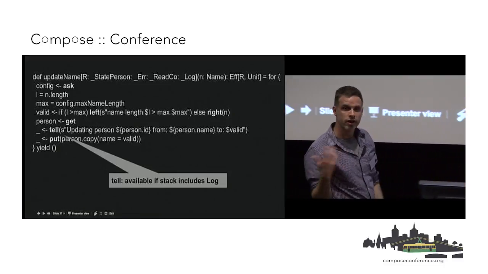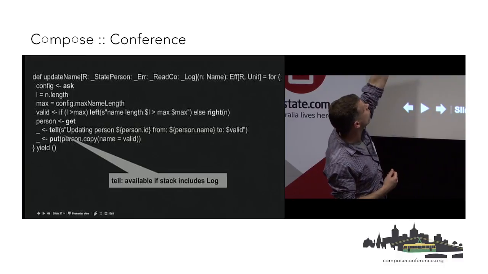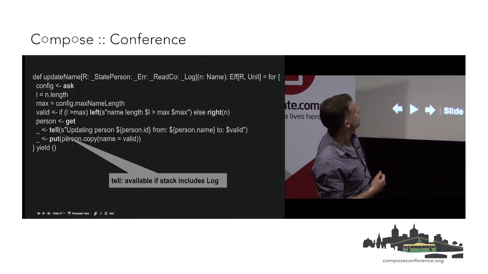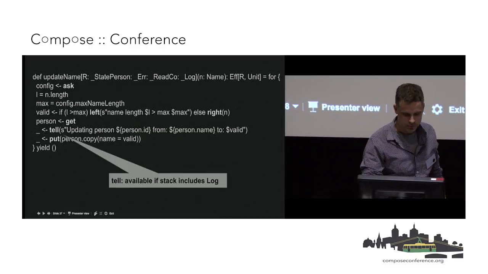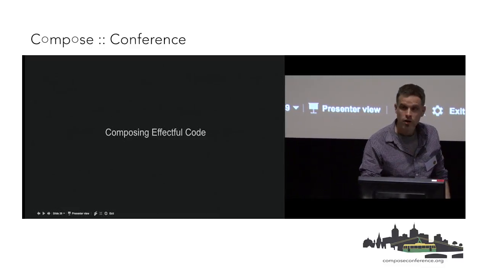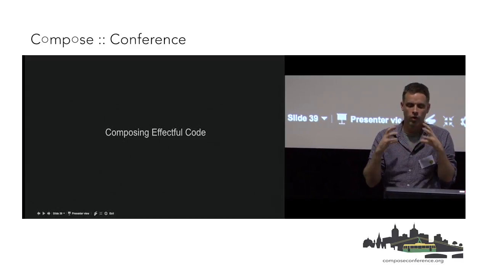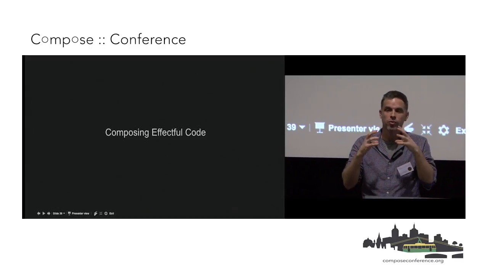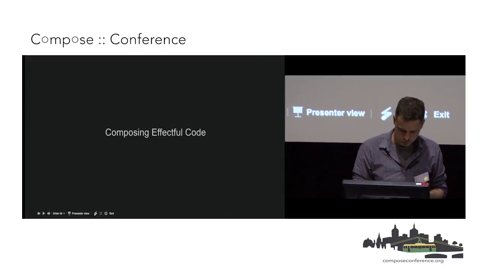And finally, we get the ability to do logging from the log effect that's present using the tell operator. Okay, so again, that's how we can create one piece, one fragment of a pure effectful computation using F. But how do we put them together?